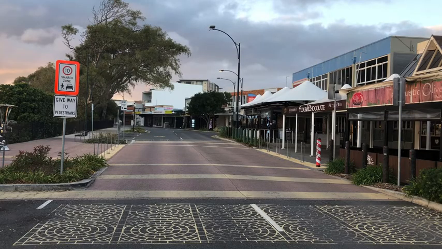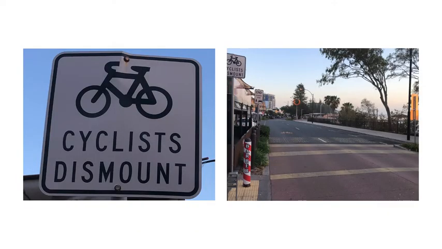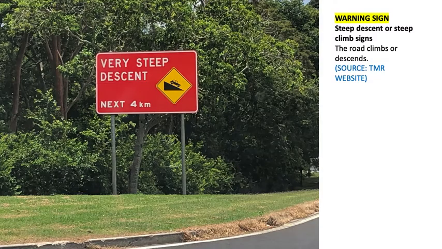This is a 10 km/h shared zone at Redcliffe. This is a view from the side with the safety markers there. And there's also a sign requiring cyclists to dismount. This is the end of the shared zone sign. This is a warning sign for very steep descent.